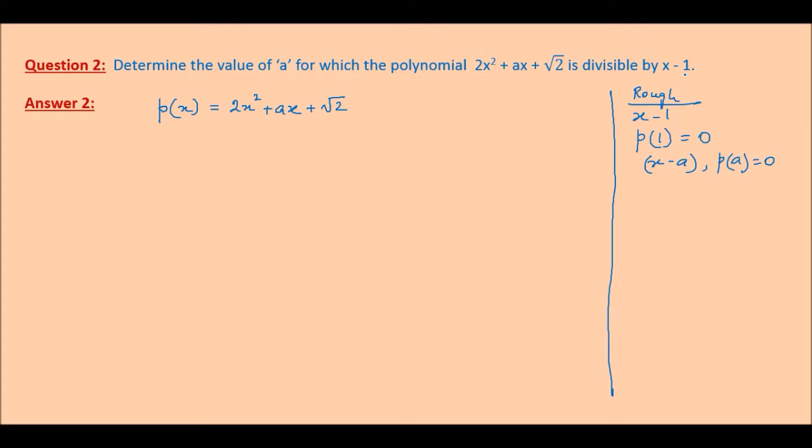So over here we are having x minus 1 as the factor, it is given. Therefore, p of 1 should be equal to 0. We first of all get the expression for p of 1 and we will be equating it to 0. So p of 1 is equal to 2 times 1 squared plus a times 1 plus root 2, which should be equal to 0 because x minus 1 is a factor of this polynomial. This implies 2 plus a plus root 2 is equal to 0.